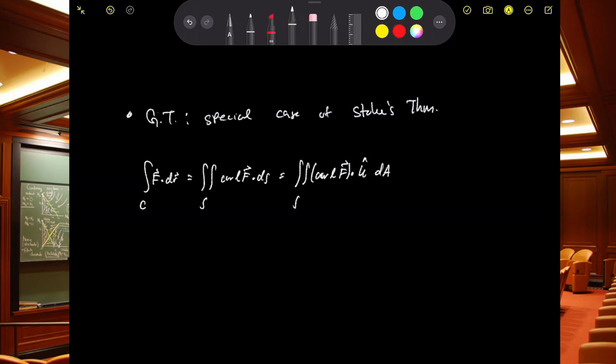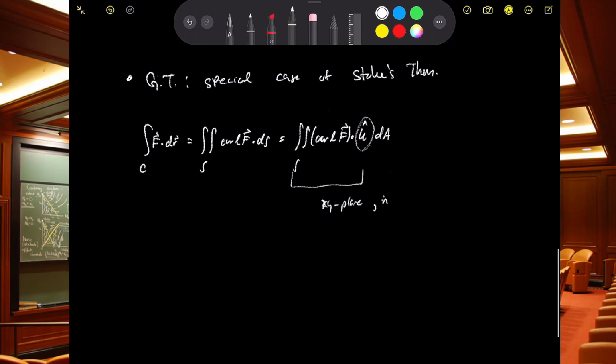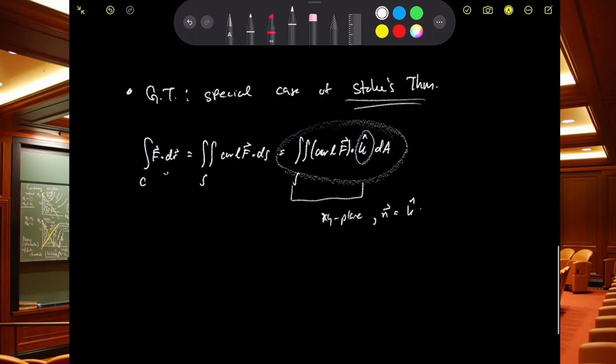So the normal vector is going to be just k hat, right? The upward z component. So that's how we know that this is really just in the xy plane with the normal equal to k hat. And so this is really just a special case of Stokes' theorem. It tells us how to evaluate Green's theorem.